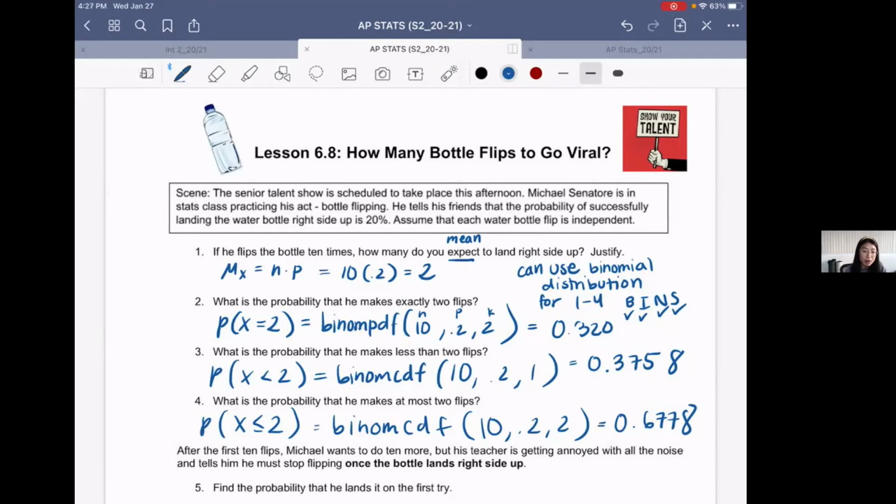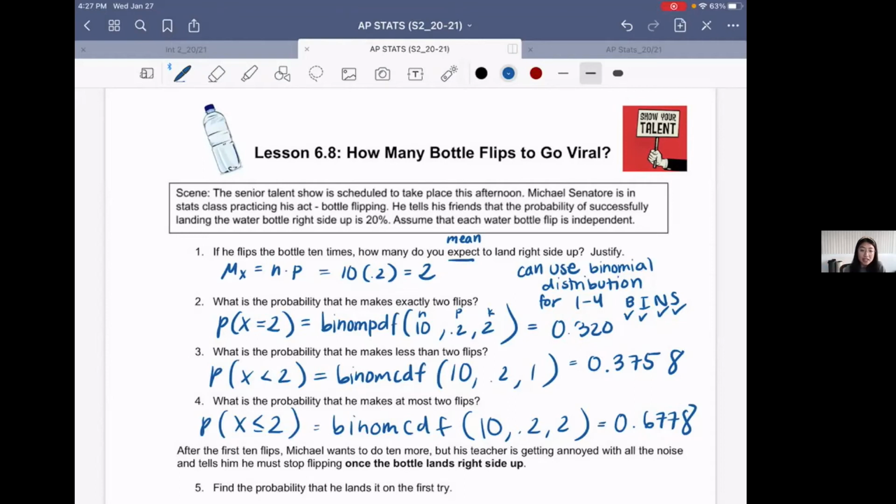Part 2 is what's the probability he makes exactly 2. Notice how I labeled n, p, and k. It's helpful to do that, and it's crucial to label an n and a p somewhere. I'm just doing it on top to make sure my readers know what values I'm plugging into the calculator.